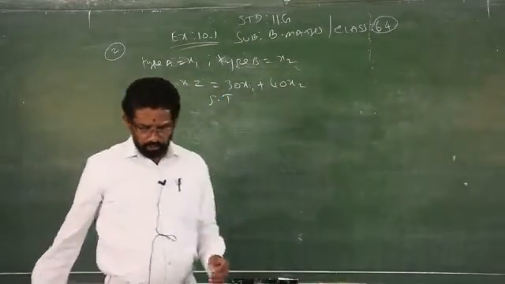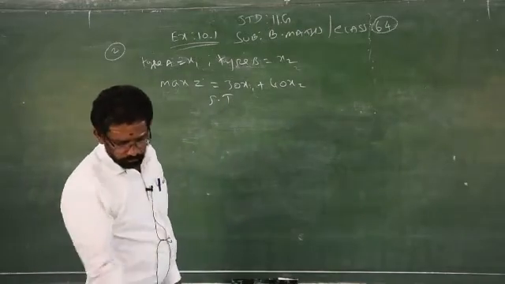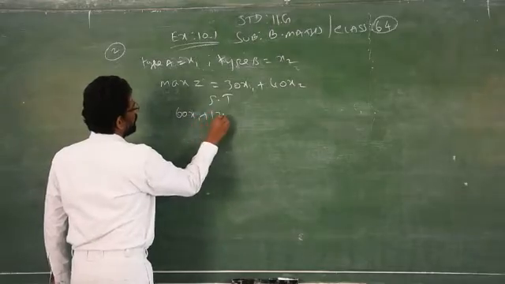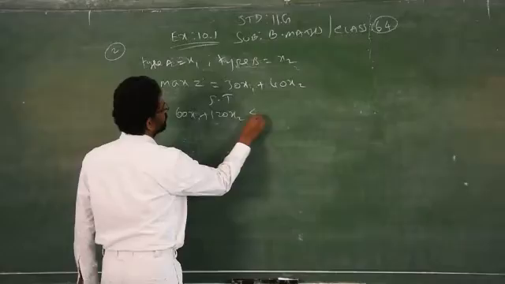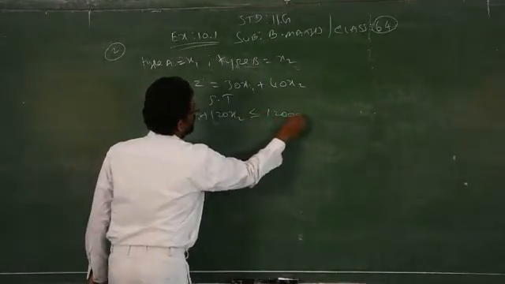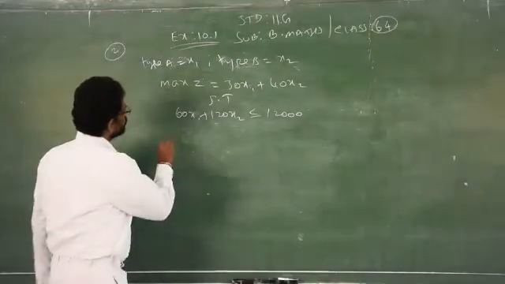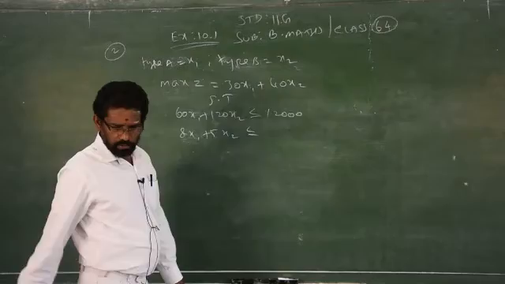Now, subject to the constraints. You have to write down the conditions. This is given already in the table column itself. Just you have to write 60x1 plus 120x2 is less than or equal to 12,000. Isn't it? What is the next one? 8x1 plus 5x2 less than or equal to 600.